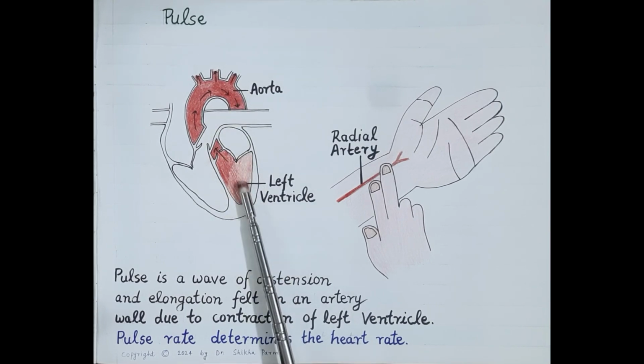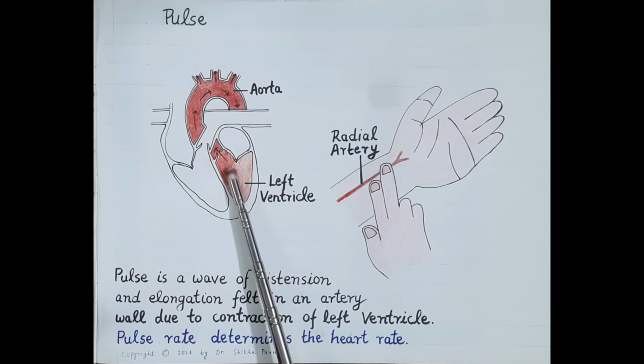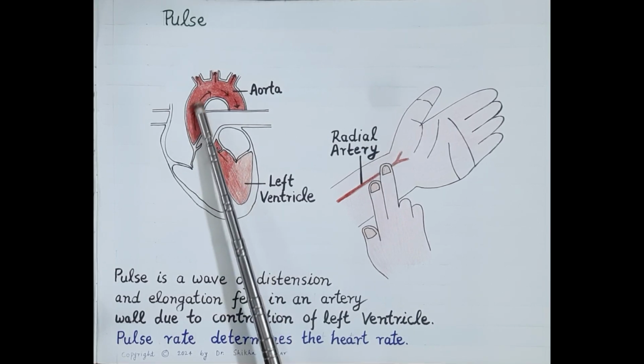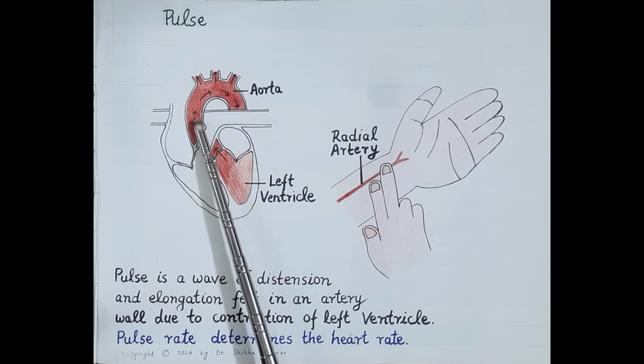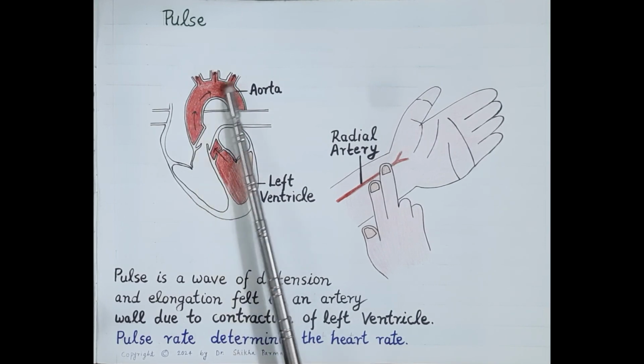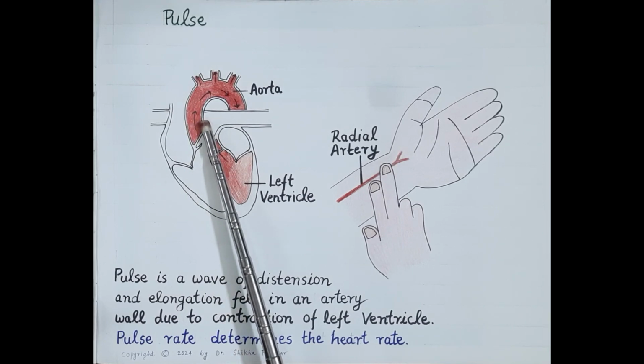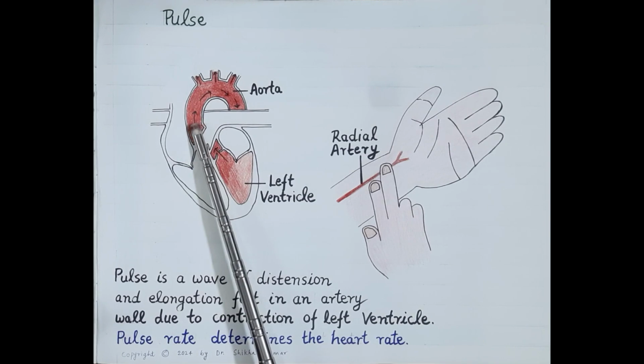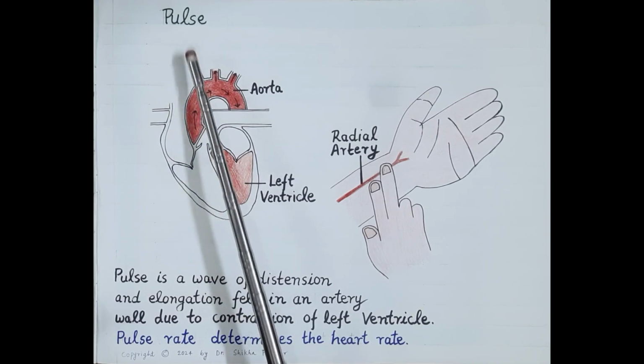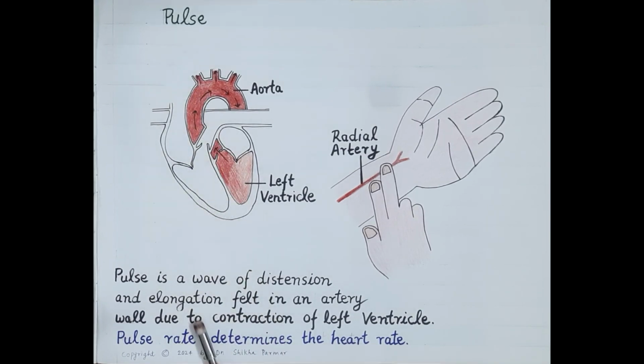Now the blood here is pumped forcefully. The blood is pumped forcefully out of the heart, and as it flows, it stretches the wall of artery and moves in the forward direction. Now the stretch or the distension in the artery can be detected, and that stretch or distension is known as the pulse. So the pulse can be defined as a wave of distension and elongation felt in the artery wall due to the contraction of left ventricle.